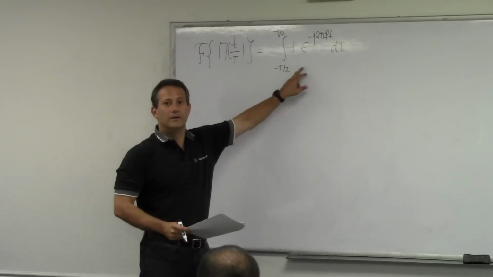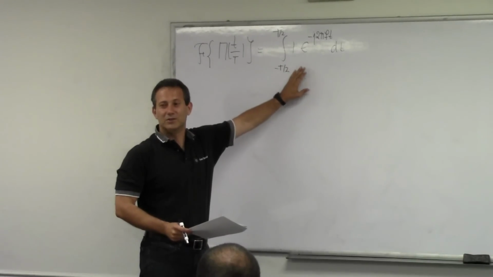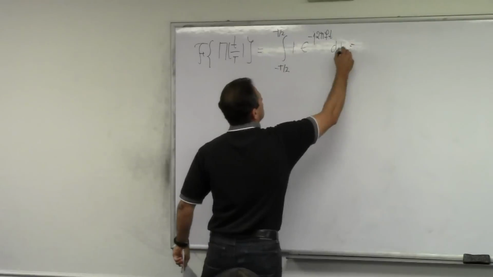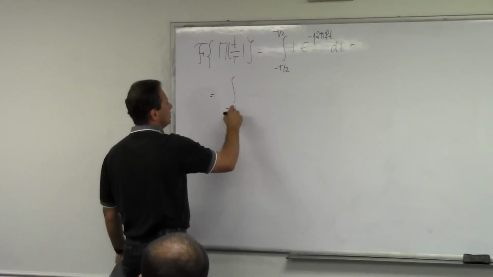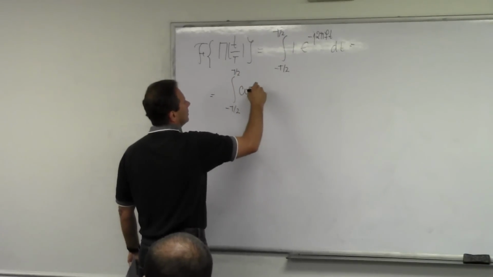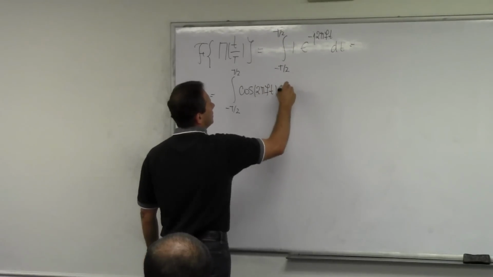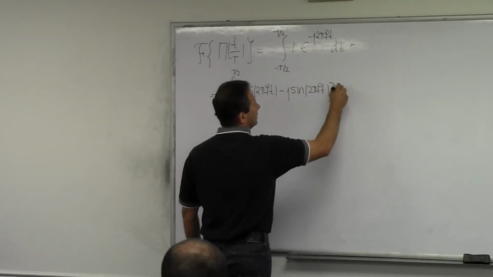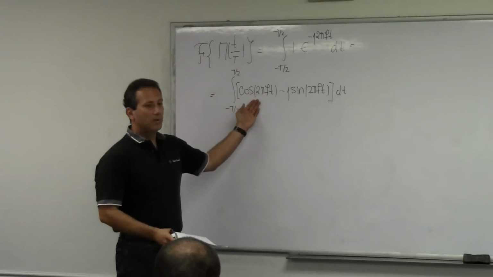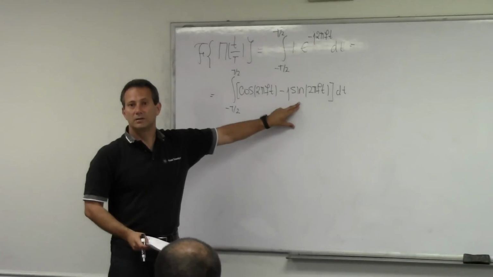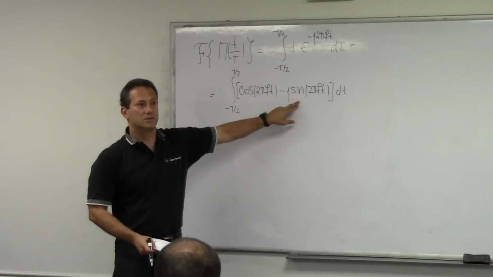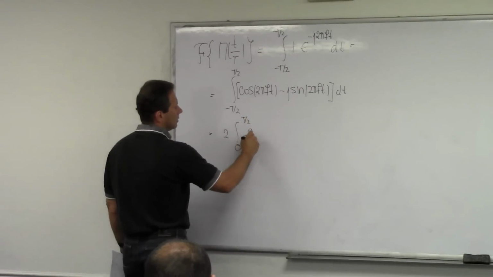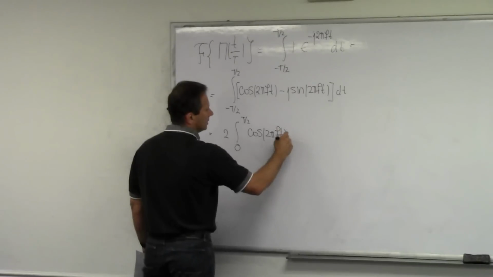Remember what I mentioned to you last time. This is not 2 times the integral from 0 to T over 2, right? We have to integrate this thing separately. So let's do that. This is the integral from minus T over 2 to T over 2 of cosine 2 pi ft minus j sine 2 pi ft, and then everything multiplied by dt. Now we can actually see that there's an even part and there's an odd part. Do I need to integrate the odd part? No, it becomes 0 because I'm integrating an odd function over symmetrical borders. So this becomes simplified as the integral from 0 to T over 2 of cosine 2 pi ft dt.